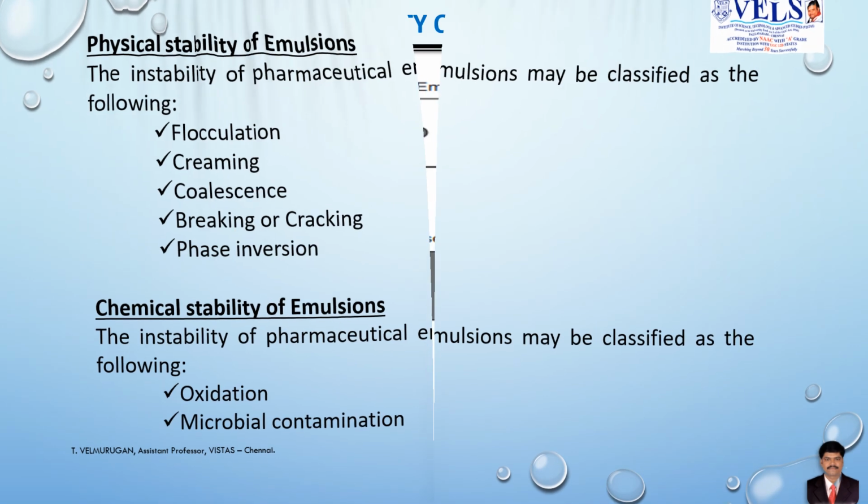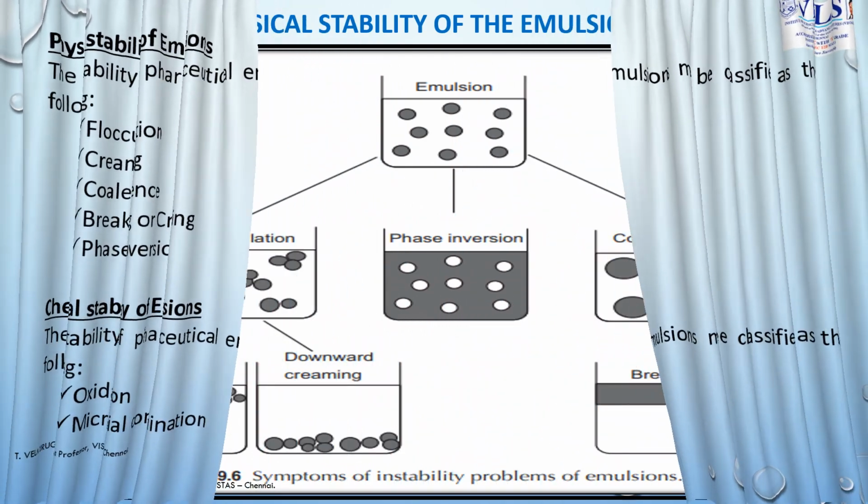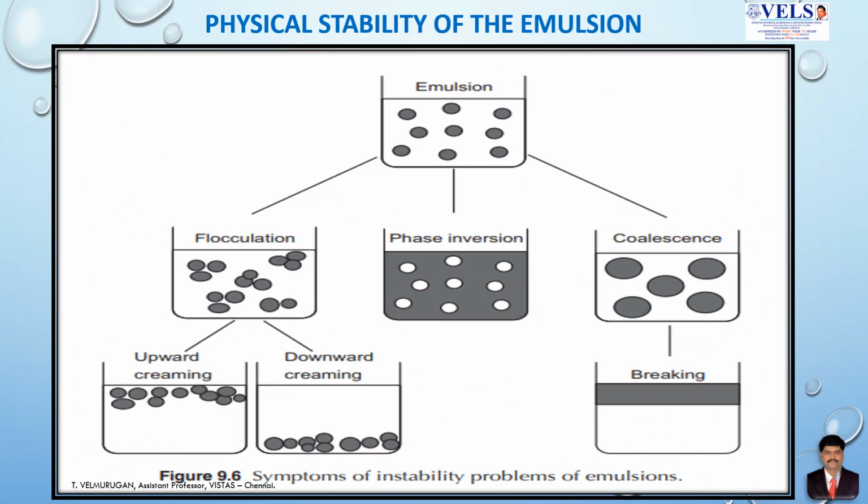See, this is the physical stability of the emulsion. See the pictorial representation of the physical stability of the emulsion. We can see here in this slide the whole physical instability in one slide. Okay, see, first one, flocculation. Next, the phase inversion, coalescence, breaking. See, flocculation again leads to creaming, that is upward creaming and downward creaming. Okay, these are the symptoms of instability problems in emulsions.